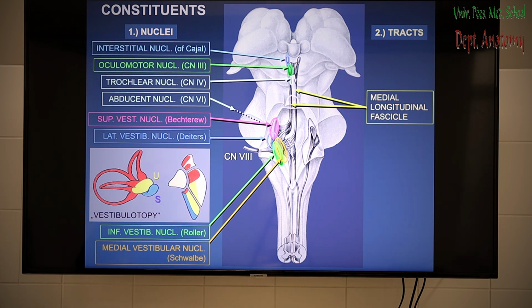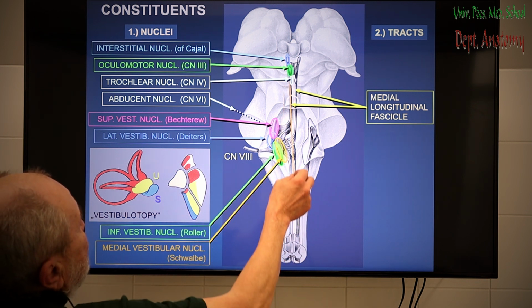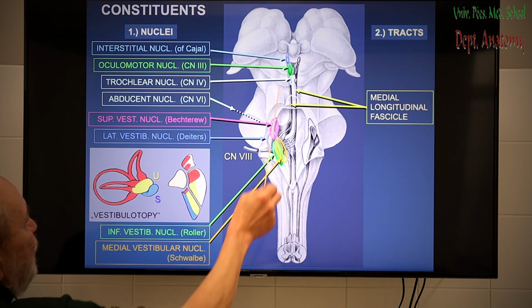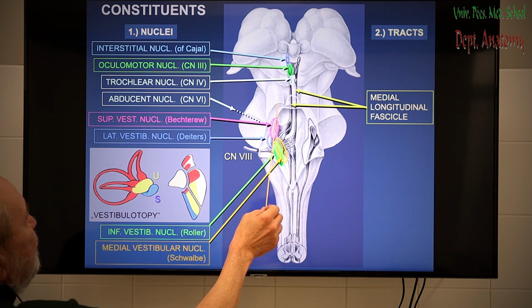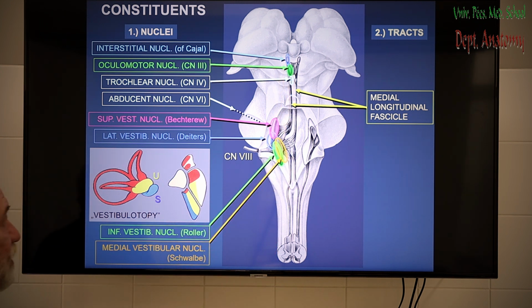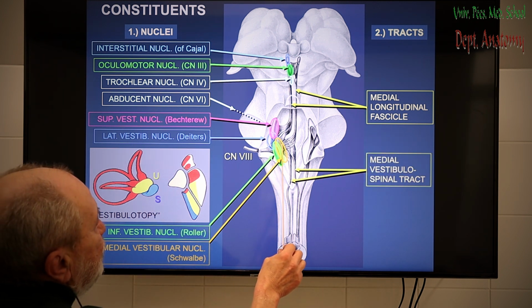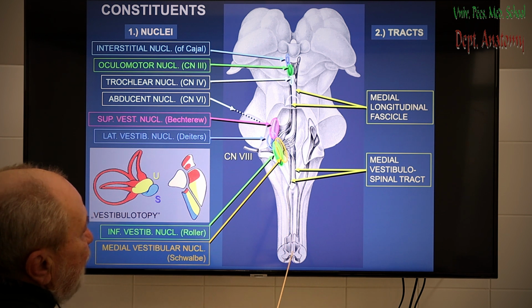The other way is that through the medial longitudinal fascicle, of course, the fibers can reach the eye-moving nuclei, oculomotor, trochlear, and the abducens, which is hidden here, plus the interstitial nucleus of Cajal. The other way of these second-order neuron fibers is to go down.